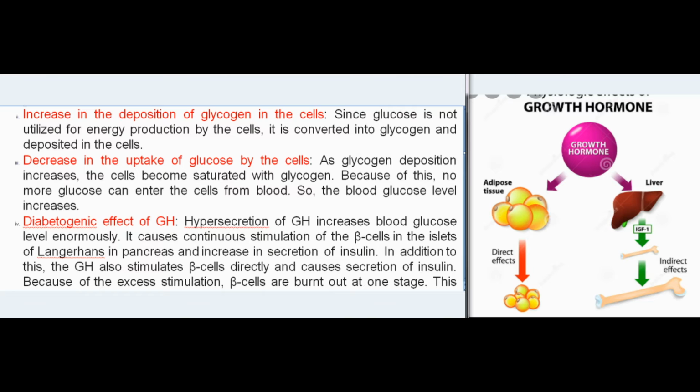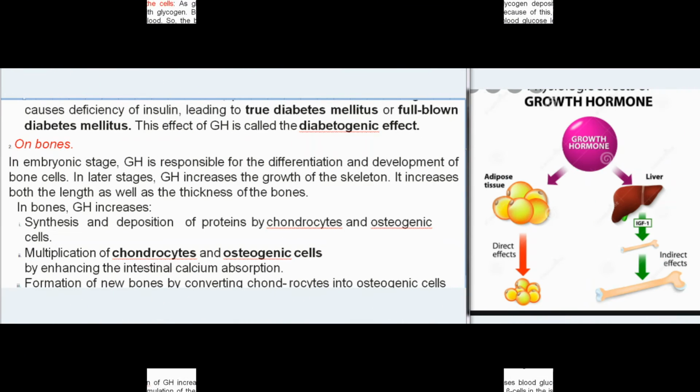Diabetogenic effect of GH. Hypersecretion of GH increases blood glucose level enormously. It causes continuous stimulation of the beta cells in the islets of Langerhans in pancreas and increase in secretion of insulin. In addition to this, the GH also stimulates beta cells directly and causes secretion of insulin. Because of the excess stimulation, beta cells are burnt out at one stage. This causes deficiency of insulin, leading to true diabetes mellitus or full-blown diabetes mellitus. This effect of GH is called the diabetogenic effect.